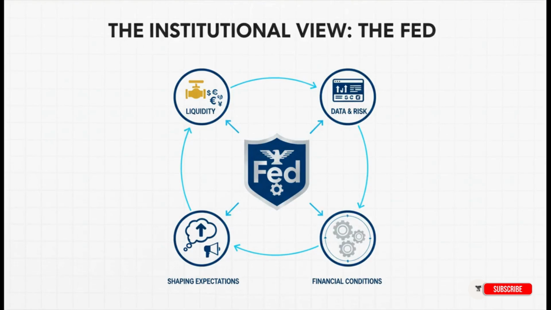So, if you want to boil it all down to the institutional view, here it is. The Fed is the master of liquidity. It doesn't directly control the economy, but it controls the financial environment that the economy lives in. It reacts to data and risk, and its number one tool for moving markets is by shaping our expectations. If you get that, you get the macro cycle.